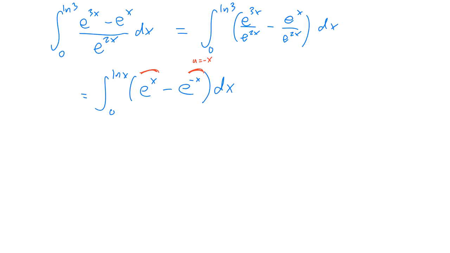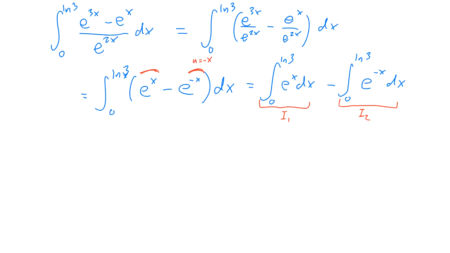So what I'm going to do is break this into the sum of two different integrals, or actually the difference. So I'll have the integral from 0 to log of 3 of e to the x dx minus the integral from 0 to log of 3 of e to the negative x dx. This is slight overkill, but I'm going to call the first integral I1 and the second integral I2, and then I'll combine them later on. I'll just do the integrals one at a time now.